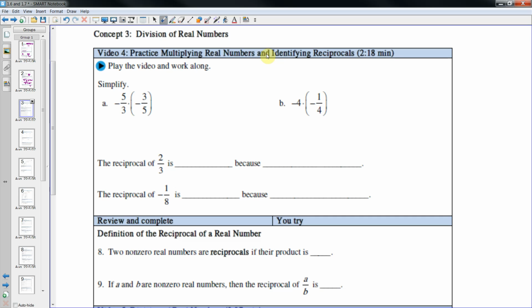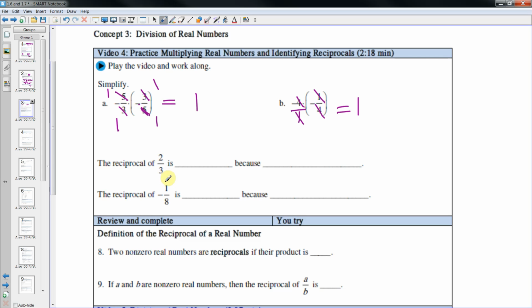Make your numbers easier. So I'm going to look at this one. I can see I've got 5s in the diagonal, so I'm going to divide those out. I've got 3s in the diagonal, I'm going to divide those out. So I have a negative 1 times a negative 1, positive 1. Let's do this one. Again, 4s cancel out, 1s cancel out, then I have 1s, negative times a negative, positive 1. So when you multiply reciprocals of the same sign, you end up with 1s.